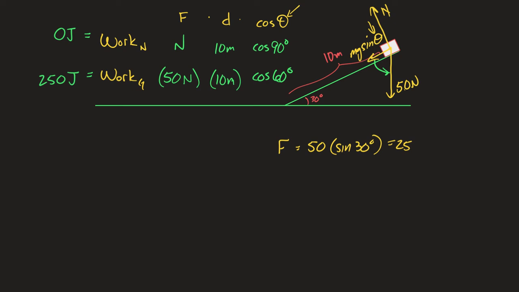But also, to get up to the top there, do you realize you have to do 250 joules of work to get it to the top? That if I wanted to push the box this way, I would have to push with 25 newtons of force to get it to go up the ramp. And if I pushed with those 25 newtons of force, and I pushed it up the ramp 10 meters, I would have to do 250 joules of work.